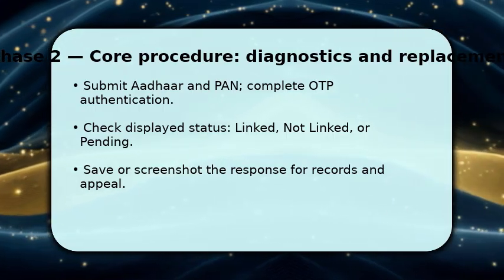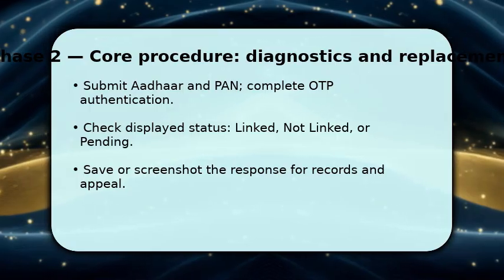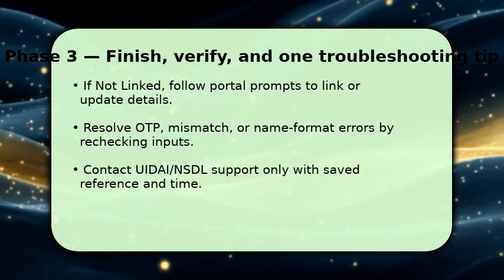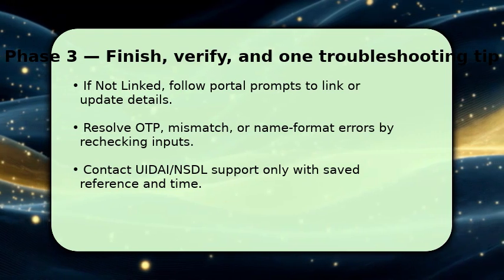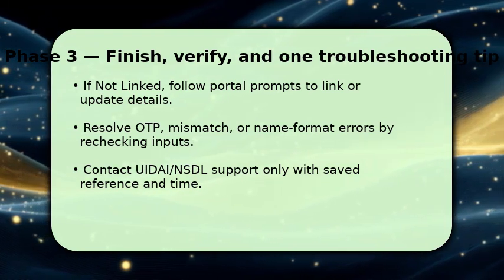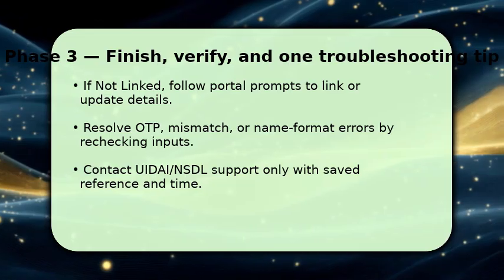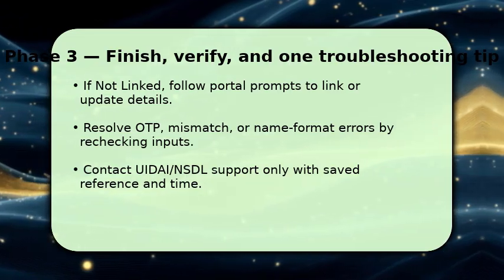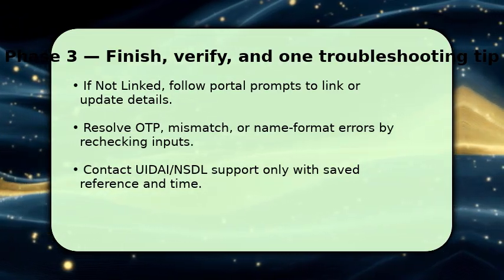To finish, follow the portal's on-screen prompts to link Aadhaar and PAN when not linked. This may require OTP re-verification or minor edits. If you see pending or receive an error, recheck spelling, digit order, and name format. Mismatches between records are the usual cause.